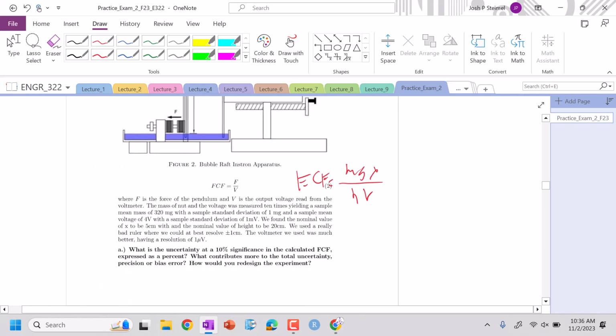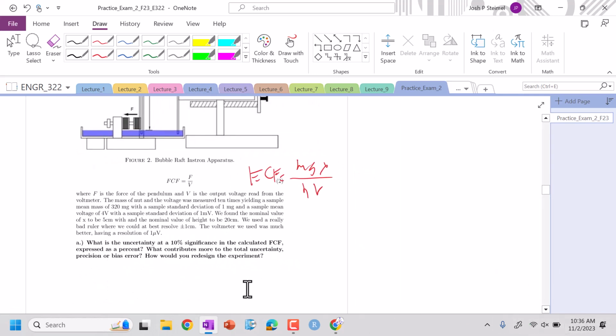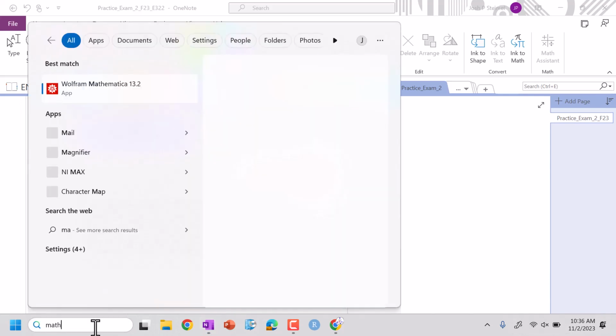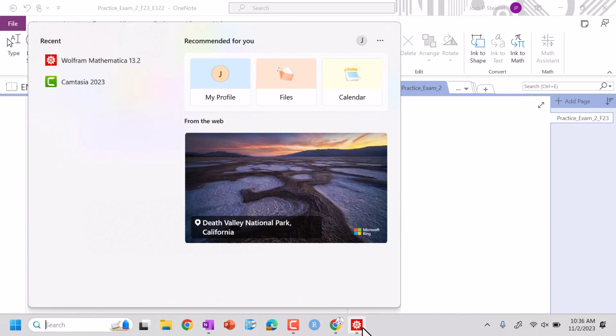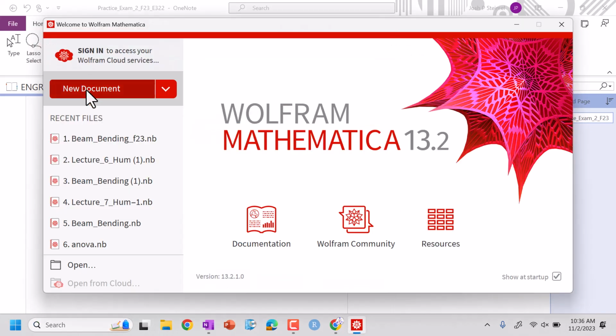So let's go ahead and start to bring up Mathematica, and let's start to look at this uncertainty analysis. That's right, you guessed it, error propagation. So we're going to see that right now. Let's wait for Mathematica to open. There we go. It's waking up, just like we're waking up.